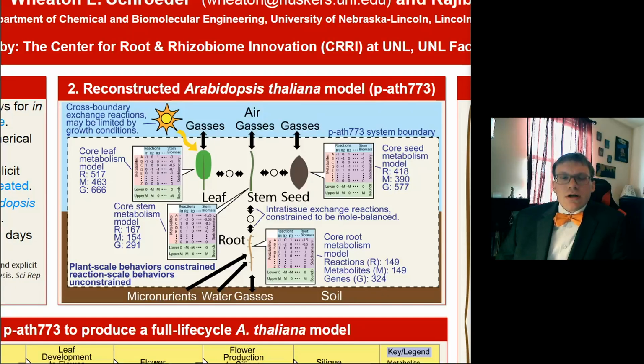We began by reconstructing core metabolic models of 4 representative tissues of Arabidopsis thaliana: the leaf, the stem, the seed, and the root. The model statistics can be found in this image shown in box 2, as well as some of the important exchanges that happen across the system boundary. When these 4 tissues were linked together, we call this the Path 773 model because it represents 773 different genes in the Arabidopsis genome.